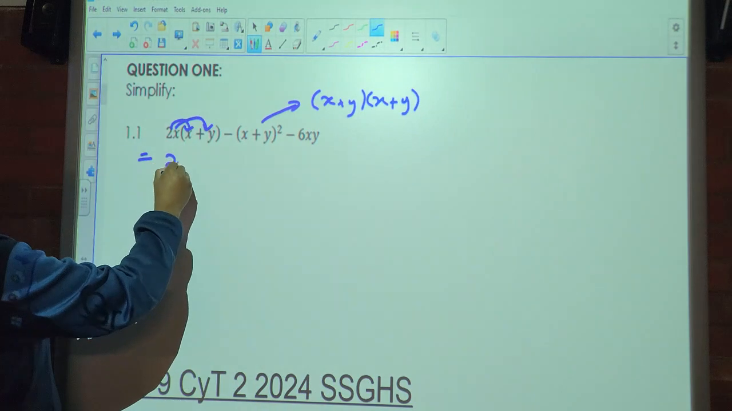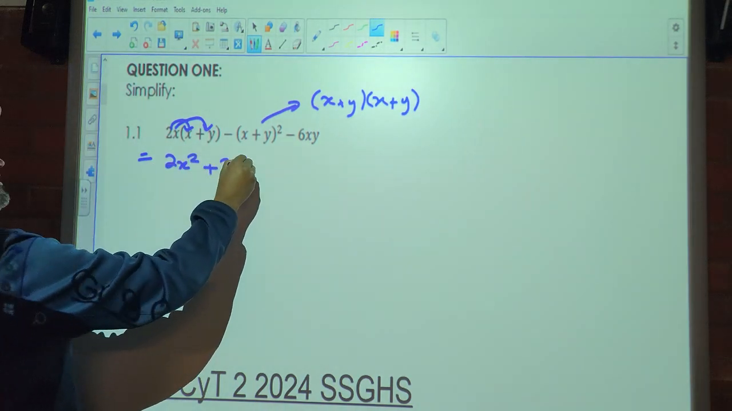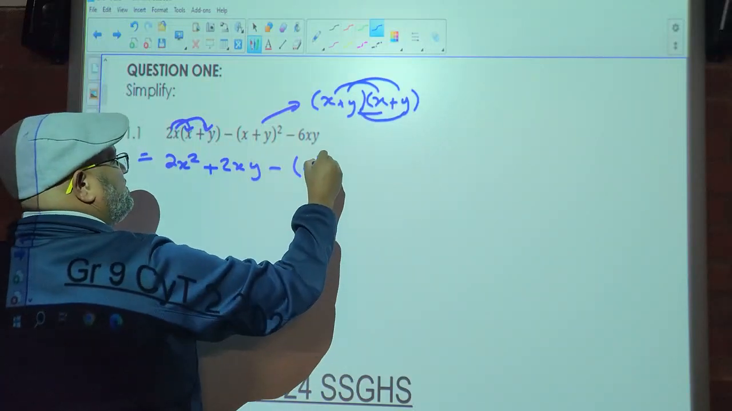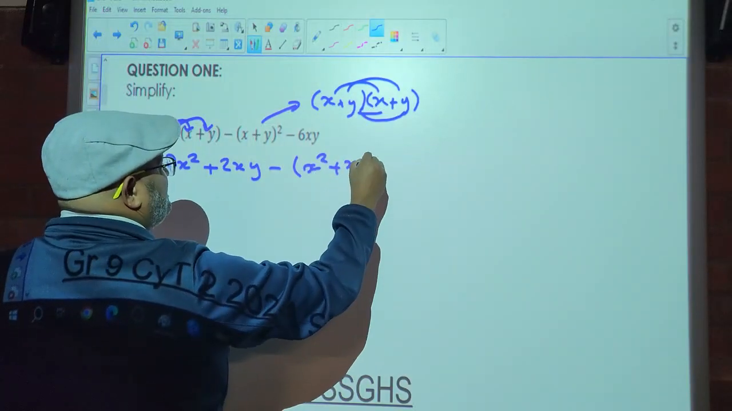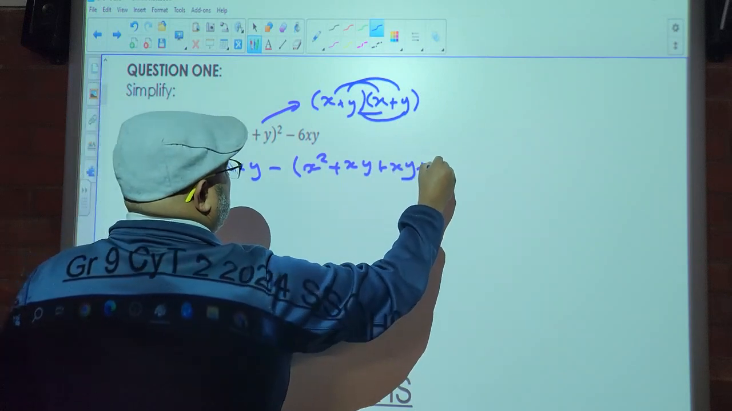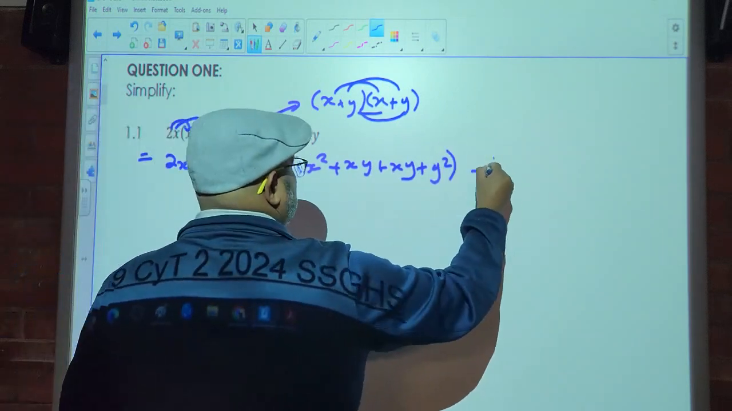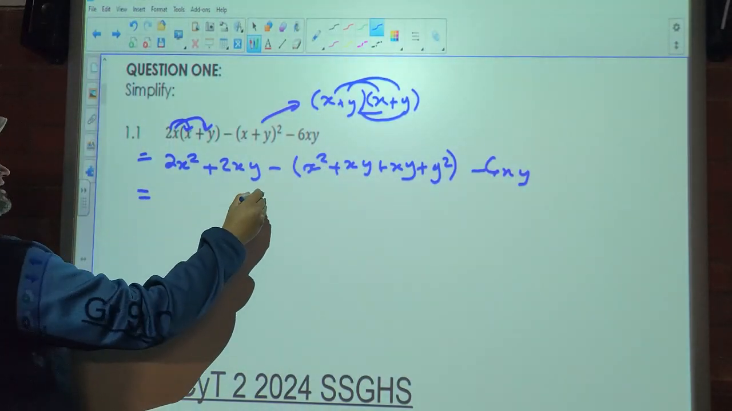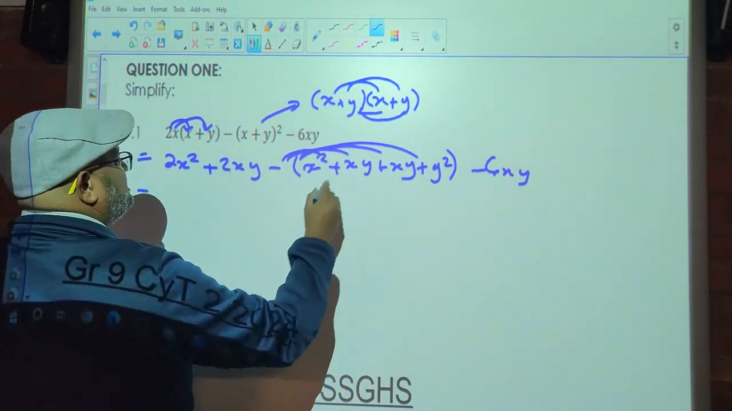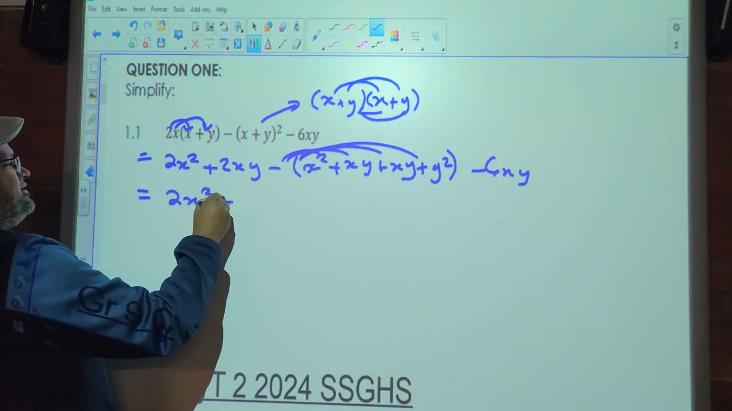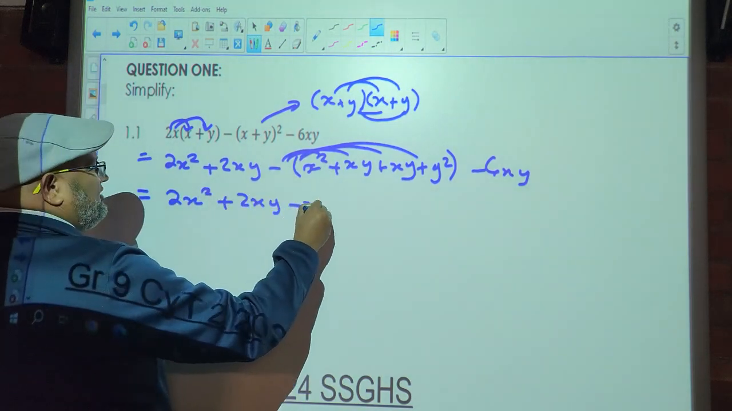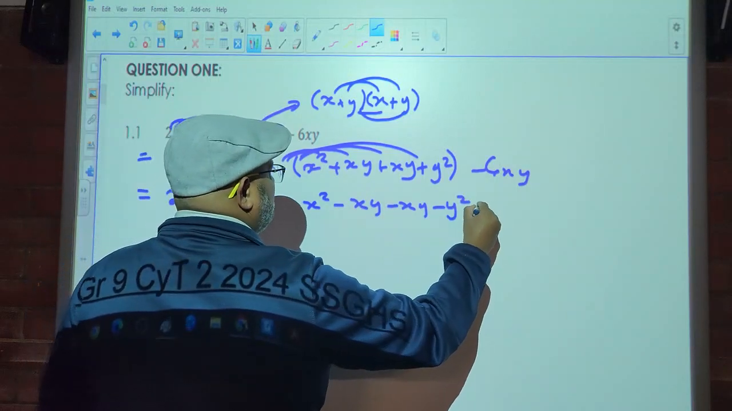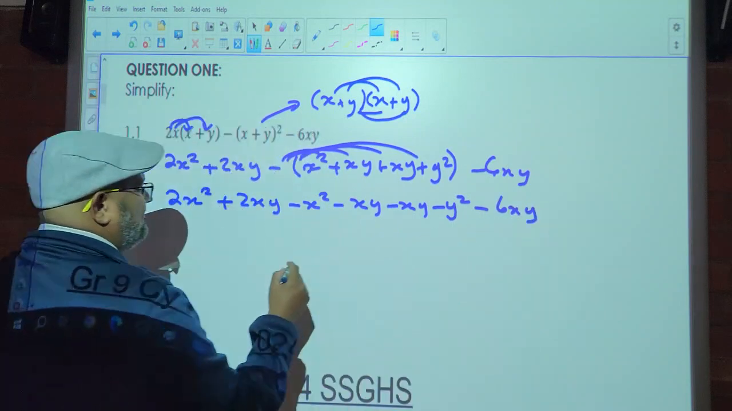So 2x times x is 2x squared. 2x times y is 2xy. Minus, and I multiply the second bracket out. Gives me x squared plus xy plus xy plus y squared. Minus 6xy. Okay, so now I get rid of this bracket. So you give me 2x squared plus 2xy minus x squared minus xy minus xy minus y squared minus 6xy.